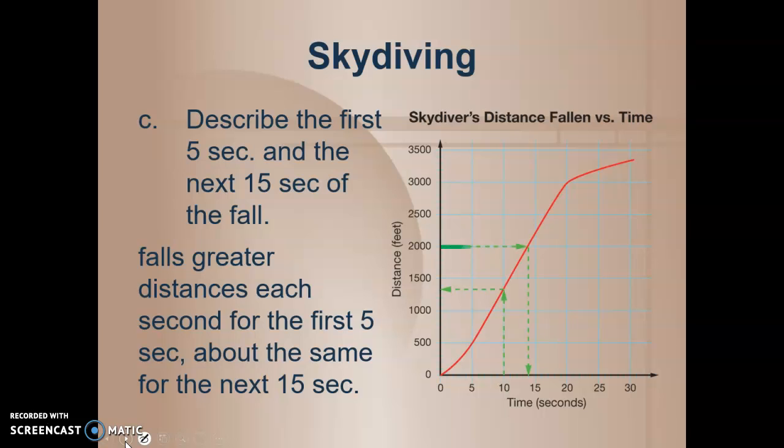Now, what if we were supposed to describe the first 5 seconds and the next 15 seconds of the fall? Well, you can see for the first 5 seconds, the skydiver went from 0 to 500. That's a change of 500 feet in those first 5 seconds. Okay, and then from 5 to 10, fell about, from 500 to 1,300, so that's 800 feet. And from 10 to 15, it's about another 800 feet. So the first 5 seconds, he only went 500. But after that, his distance per 5 seconds actually increased a little bit.